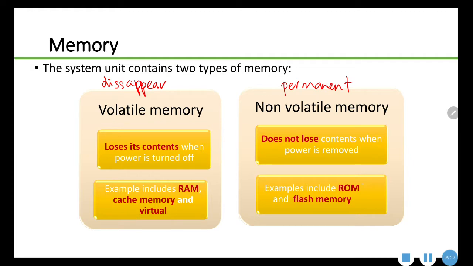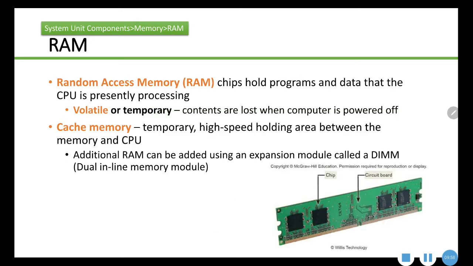Examples include ROM, because ROM holds all the startup instructions. So it has to be permanent, because next time when we boot the computer, it knows the information about that computer. And also flash memory. So these are non-volatile. But volatile memory will lose its contents when the power is off, and the example is RAM. So make sure you don't get confused between RAM and ROM. RAM can disappear, it's volatile, it's only temporary. But ROM is permanent, and also flash memory.